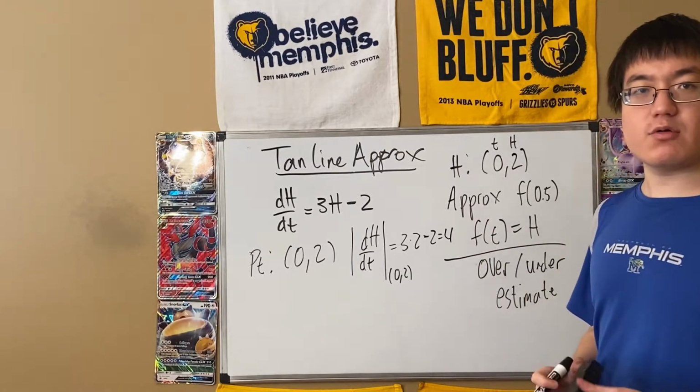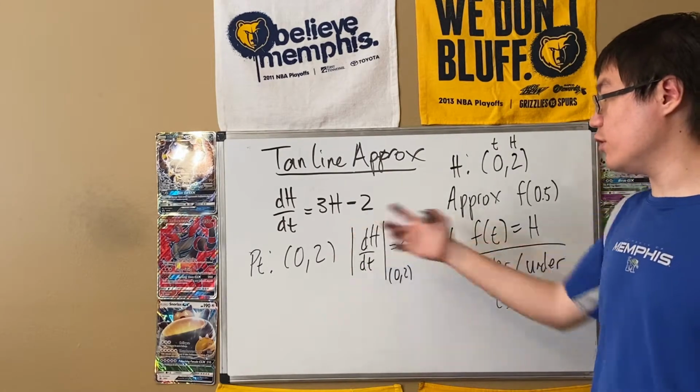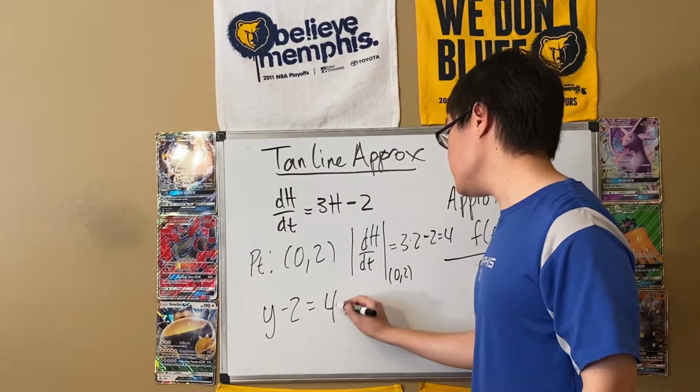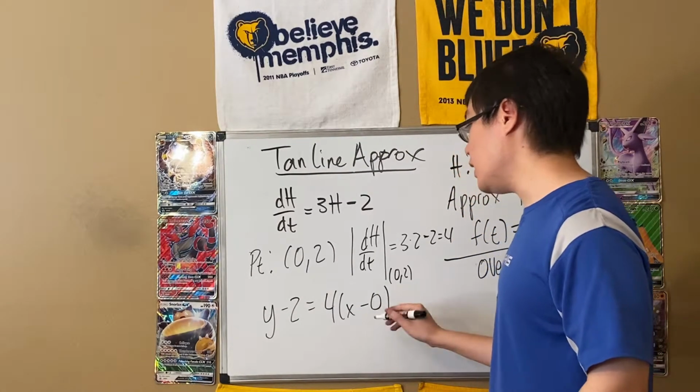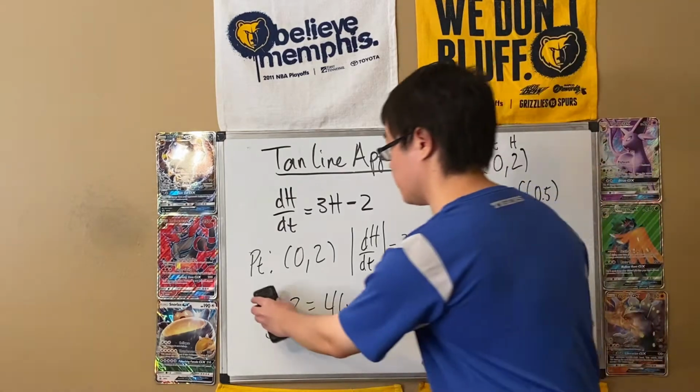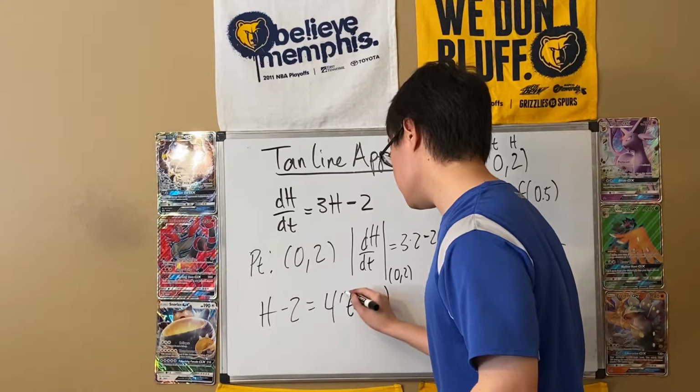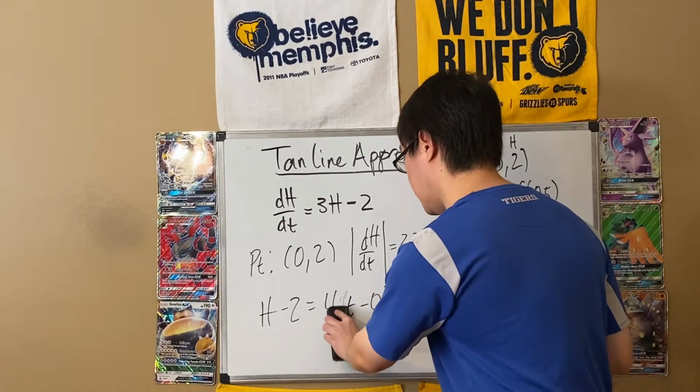So now I'm ready for the equation of my line, just like normal, point slope form. y minus the y coordinate equals slope times x minus the x coordinate. I'm going to use the actual variables, so I'm not going to use y's and x's. Let's use h's and t's. So now we're ready for the approximation.